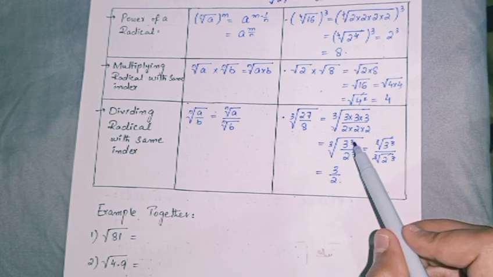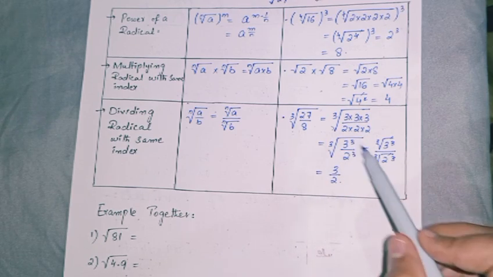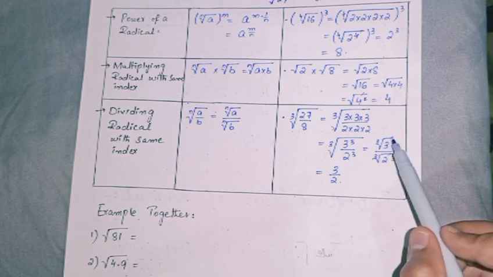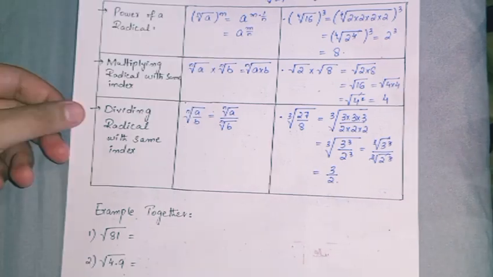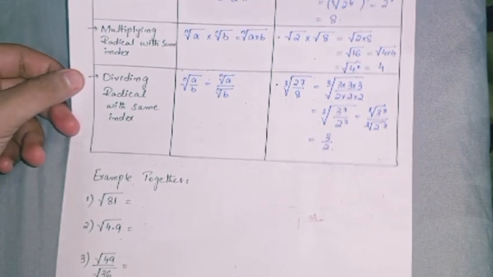Now when you're going to cancel out, because it's a cube root, for that firstly you have to separate it. Now this is the cube root for 3 and this is the cube root for 2. Now you can simply cancel out the cube root with cube and the answer will be 3 over 2. Okay, now we are going to solve some more examples.